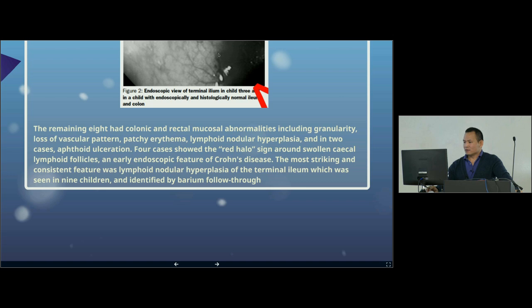so this is a summary of that. Again, the 8 that were diagnosed with autism tend to have colonic, rectal, mucosal abnormalities that include granularity, loss of vascular pattern, patchy erythema, and lymphoid nodular hyperplasia that I showed you. All of this is an indication of Crohn's disease or inflammatory bowel disease. Again, the most striking and consistent feature of all of them is the lymphoid nodular hyperplasia of the terminal ileum. We didn't see it in a number of children.